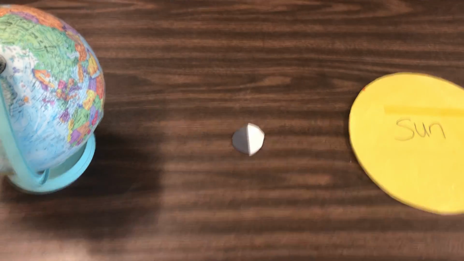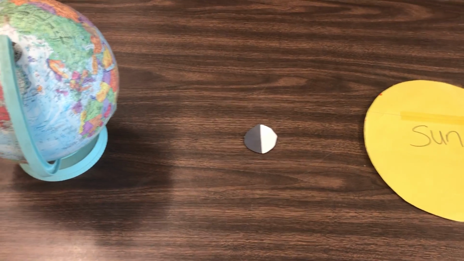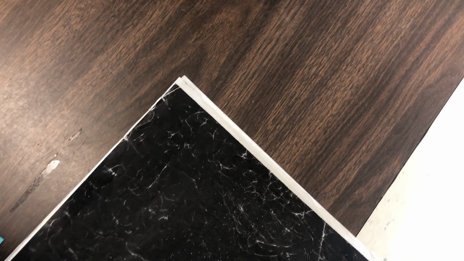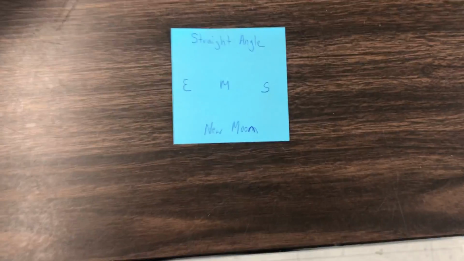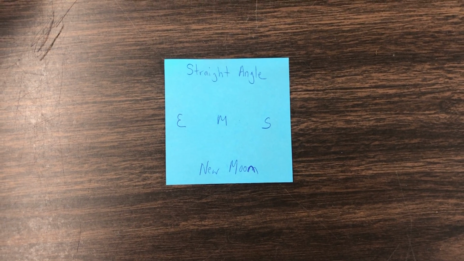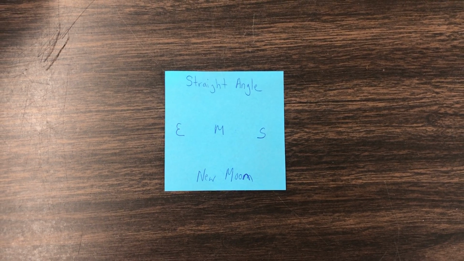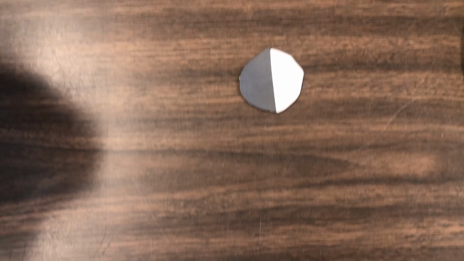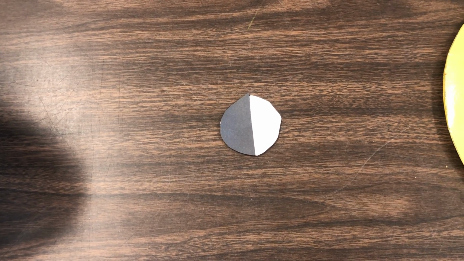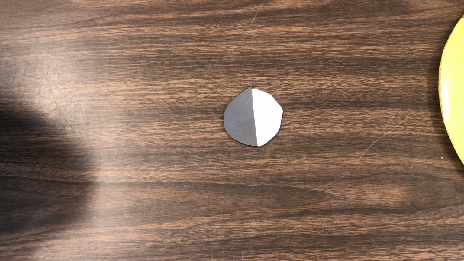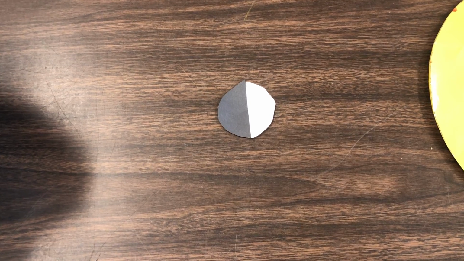If we were to look up at the moon at night, this is what we would see. We would see nothing. This would be a new moon for us. And the reason it's a new moon is because it's a straight line arrangement. So on this Post-it note, if the Earth, moon, and sun are in a straight line, a straight angle, with the moon in the middle, that would be a new moon because the side we see is not facing the sun. So to us, it's completely dark. So that's a new moon.